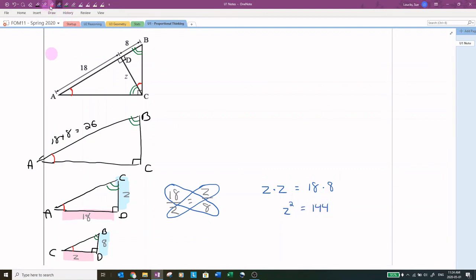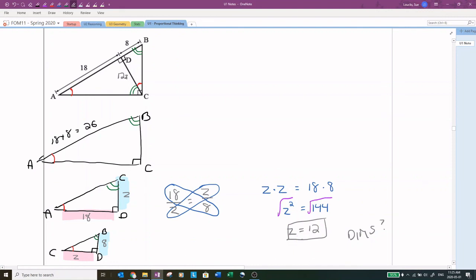And then how do I find what Z equals? Well, I take the square root of Z squared. Remember from our exponents unit, the square root of X squared is X. So I take the square root of Z squared, I take the square root of 144, and I get Z equals 12. Does it make sense? If I go back to my original and I put a 12 in here for my Z, is 12 reasonable? Yeah, it's longer than 8. It's less than 18. Yeah, 12 works. Put a box around it so you know where your answer is.